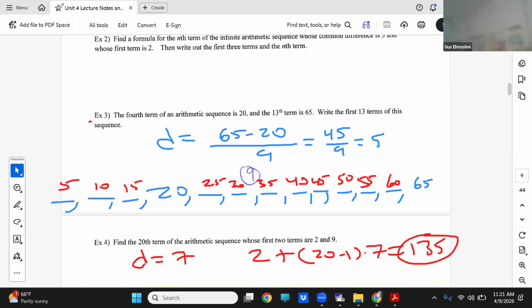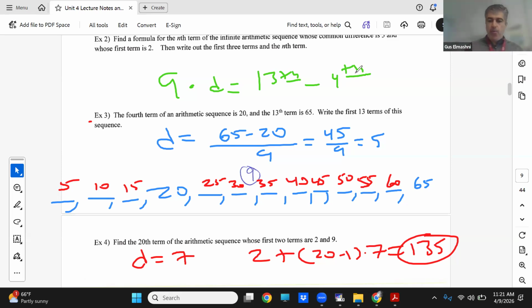Let's walk up to the board here. So we have this, and we have this, right? So if I think about it, 1, 2, 3, 4, 5, 6, 7, 8, 9. Another way to think about it might be better: 9 times the common difference equals the 13th term minus the 4th term, because you have to jump 9 times to get there. So I hope that makes sense.